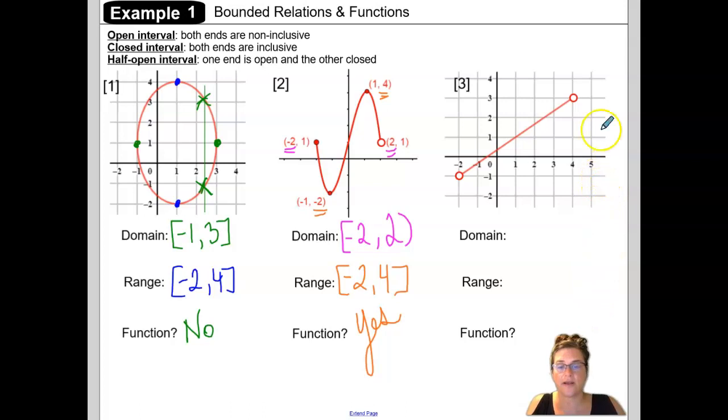Okay, so go ahead and try example 3 now on your own, and we'll come back after you pause the video and try it, and we'll go over those answers.